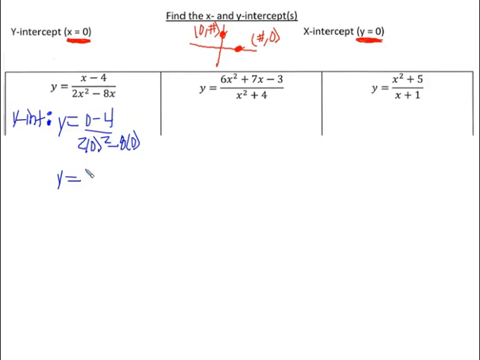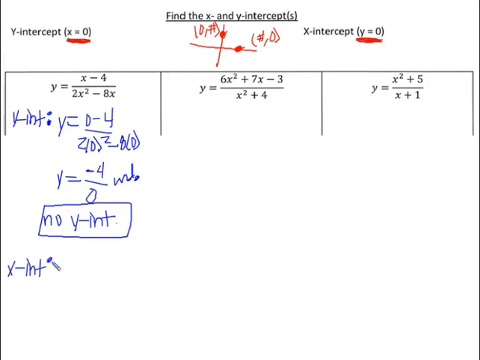y equals 0 minus 4 is negative 4. And then we have 0 squared is 0 times 2 is 0. Negative 8 times 0 is 0, but 0 and 0 give us 0, so we're left with negative 4 over 0. So this is undefined. We can't divide by 0. We know that, that's how we find a domain. So there are no y-intercepts in this case. We get an undefined answer, so there's no y-intercept. But now let's focus on the x-intercept.